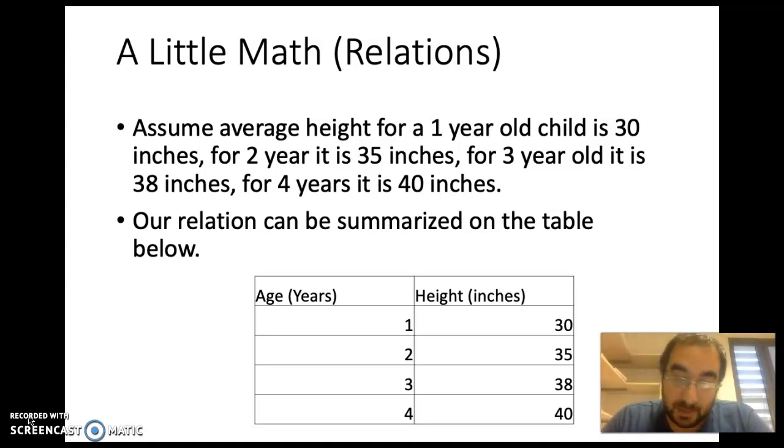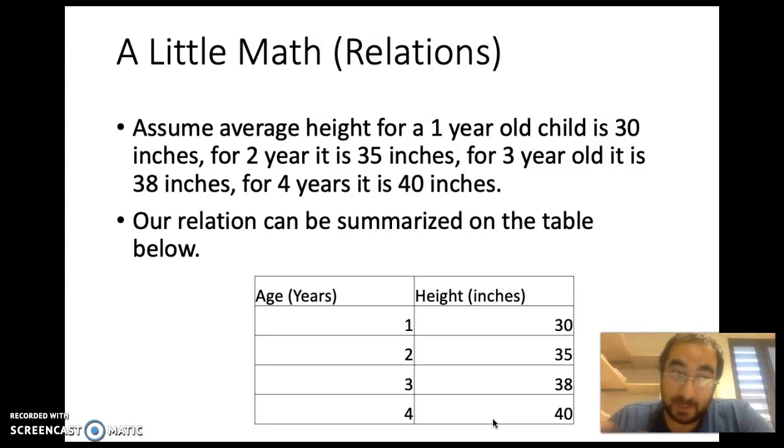The example I give is the relation between the ages of children, let's say, and the height of the children. My relation relates every age, represented as a whole number, to a height, which might be an average height. For example, for 1 we have 30, for 2 we have 35, for 3 we have 38, for 4 we have 40. So in that sense, this whole table might be my relation.